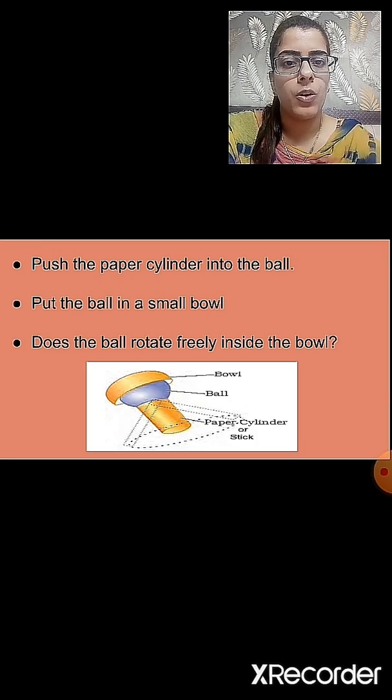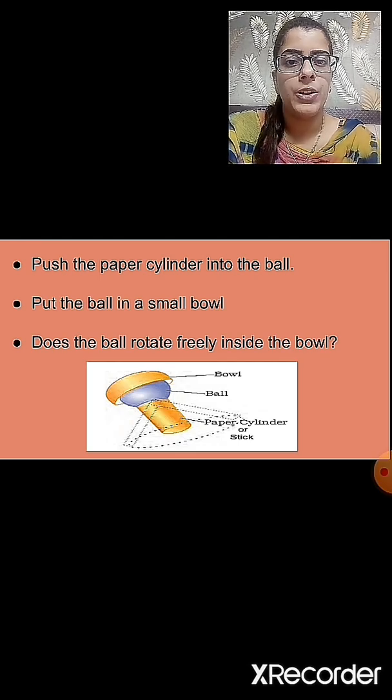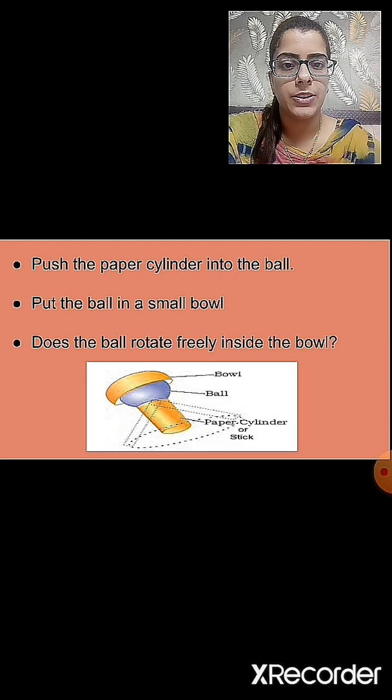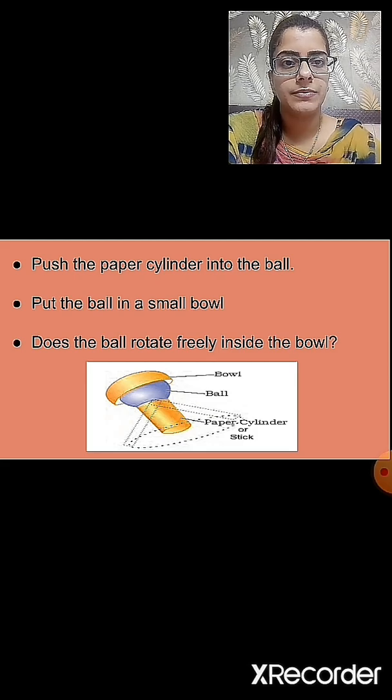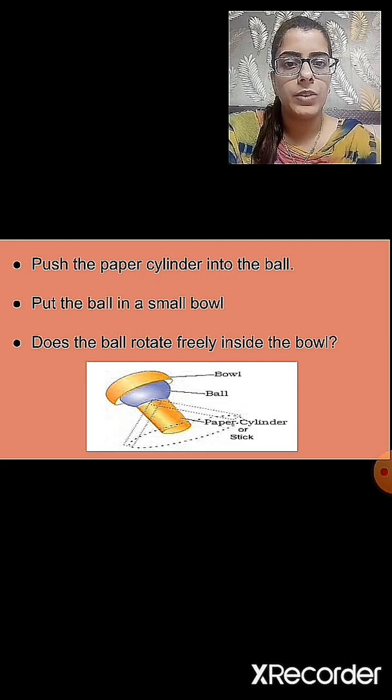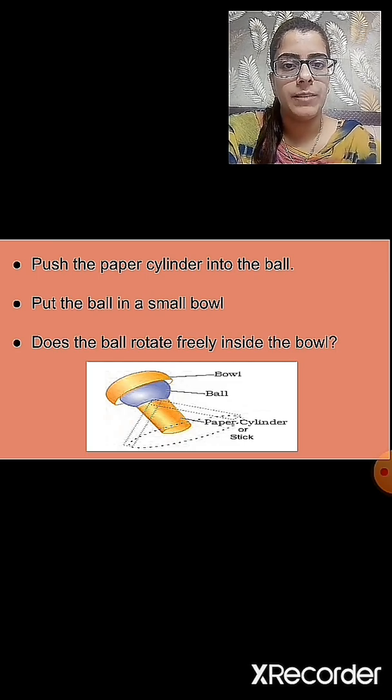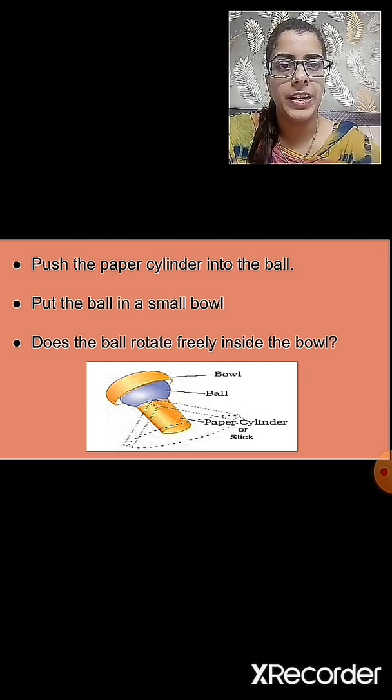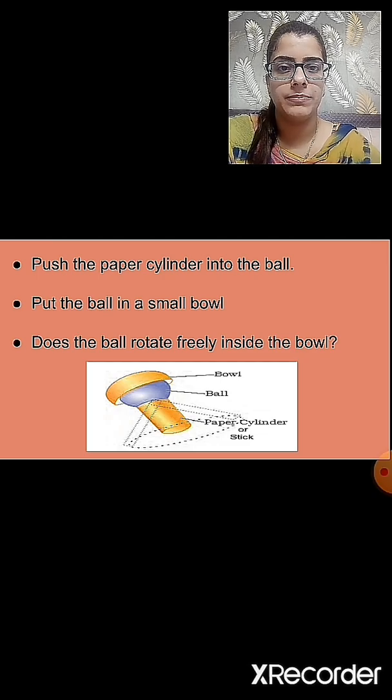Now, put the ball in a small bowl. You can see in the image how it looks. Does the ball rotate freely inside the bowl? Try to rotate the ball. Will it rotate freely inside the bowl? Yes, it will rotate freely inside the bowl.